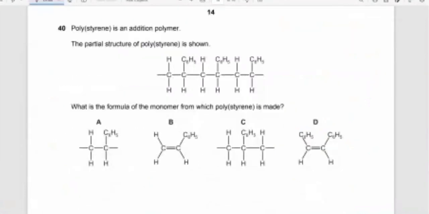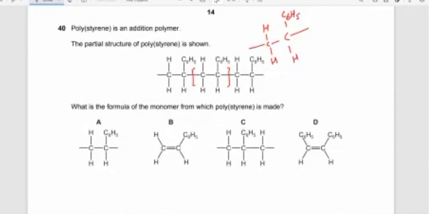Polystyrene is an addition polymer. A partial structure of polystyrene is shown, you can see here. What is the formula of the monomer from which polystyrene is made? We have three steps. Identify the repeating unit: H and C6H5, H and C6H5. This is the repeating unit.